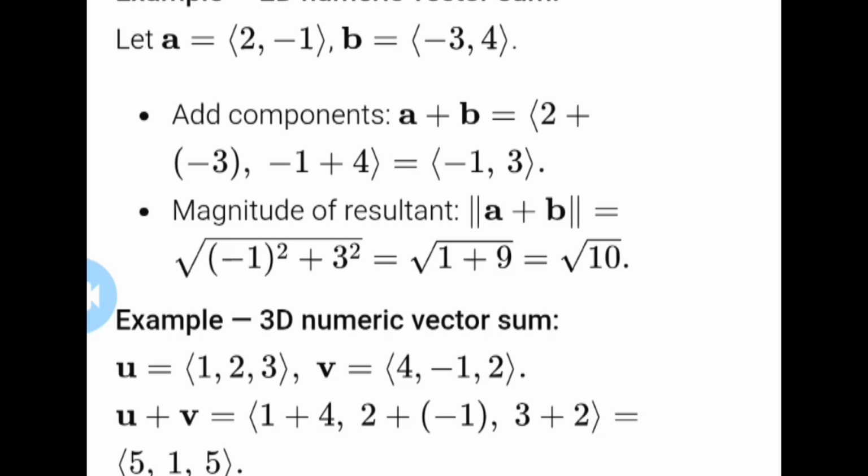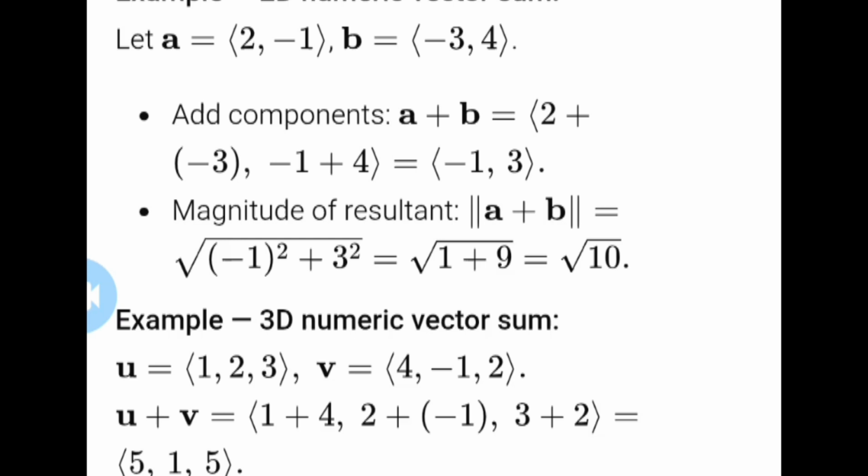Example, 2D numeric vector sum. Let A equal 2 comma minus 1, B equals minus 3 comma 4. Add components: A plus B equals 2 plus minus 3 comma minus 1 plus 4, which equals minus 1 comma 3. Magnitude of the resultant A plus B: modulus equals root over minus 1 whole square plus 3 square, equals root over 1 plus 9, equals root 10.